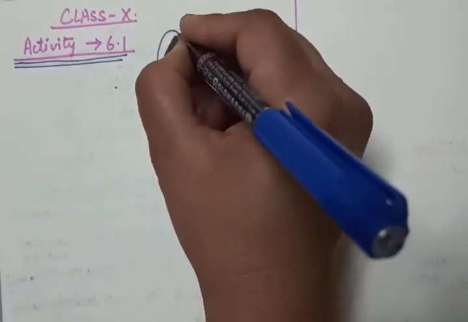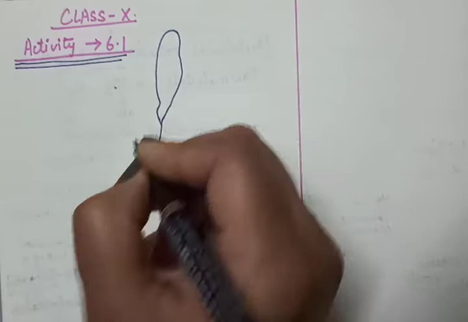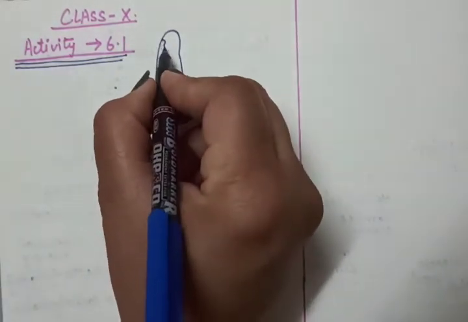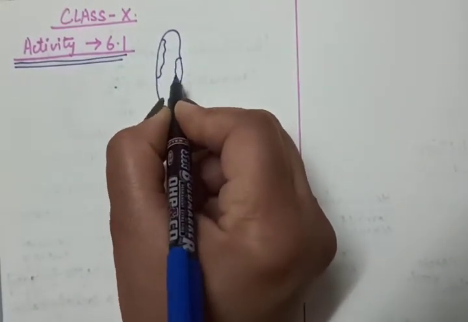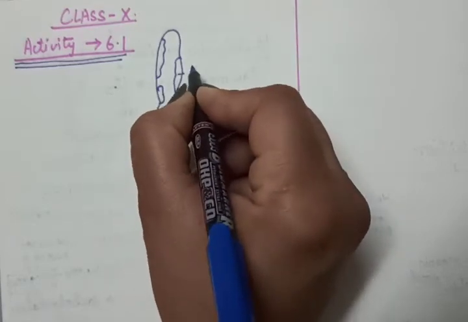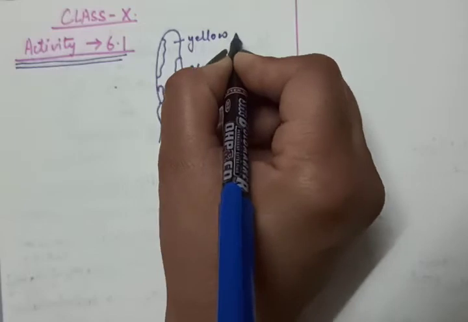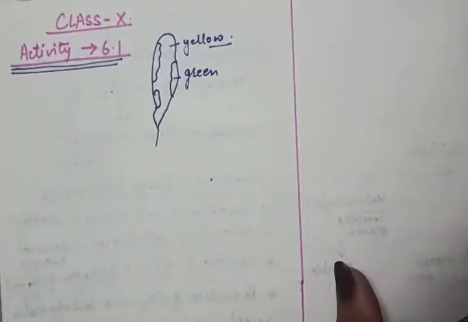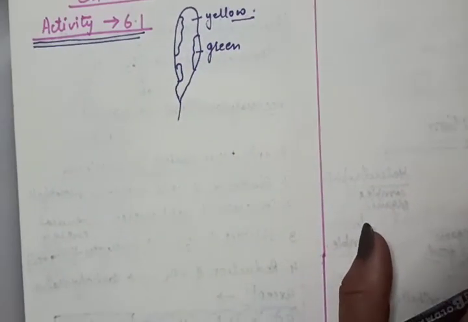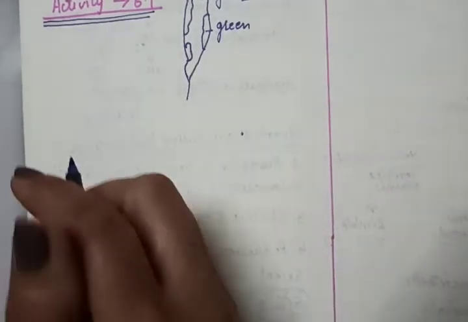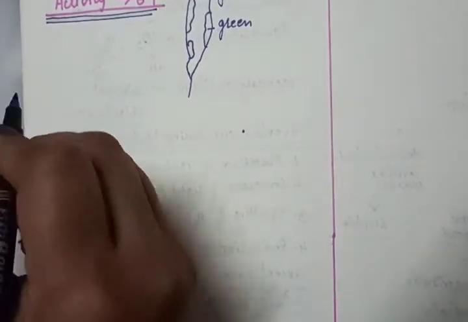For example, assume that this is your leaf. These portions are green in color and this one is yellow in color. We have traced it. If you want to do the activity again, then we can revise it.